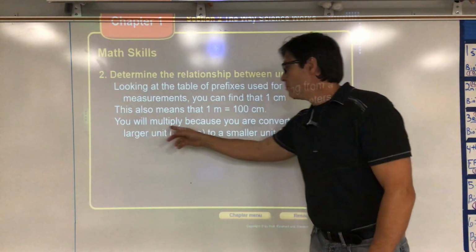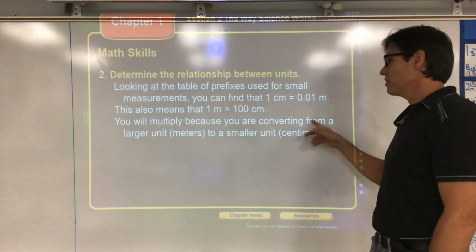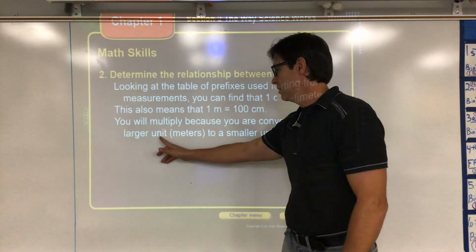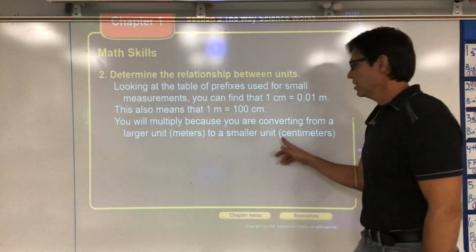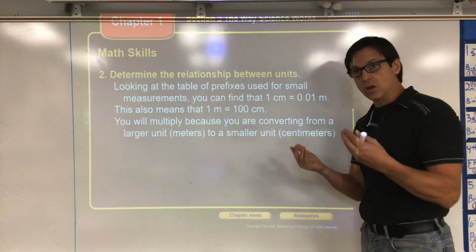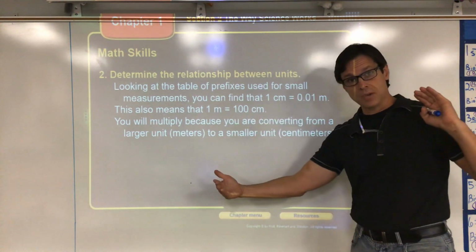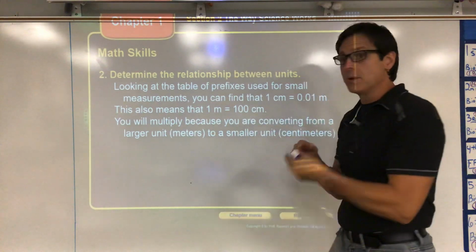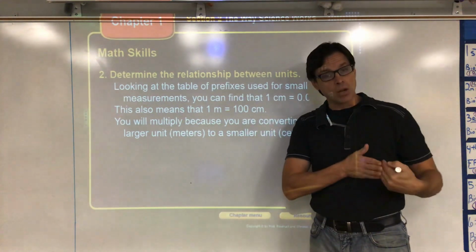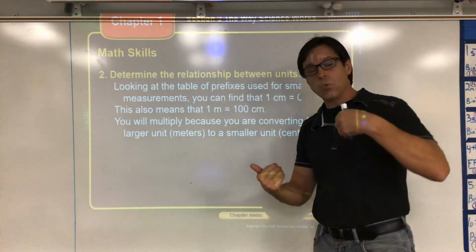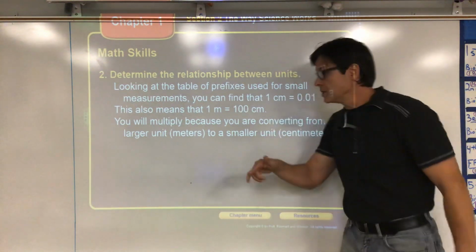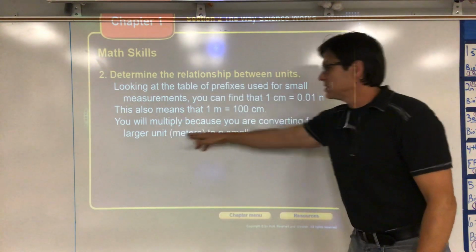So basically, you will multiply because you are converting from a larger unit, meters, to a smaller unit. When we multiply from larger to smaller, the answer is going to get bigger. If it was the other way around, we would divide and the answer would get smaller. So that's just a simple way of interpreting how it states it here.